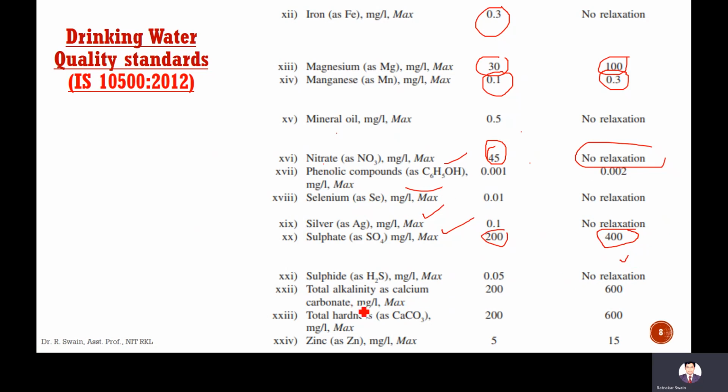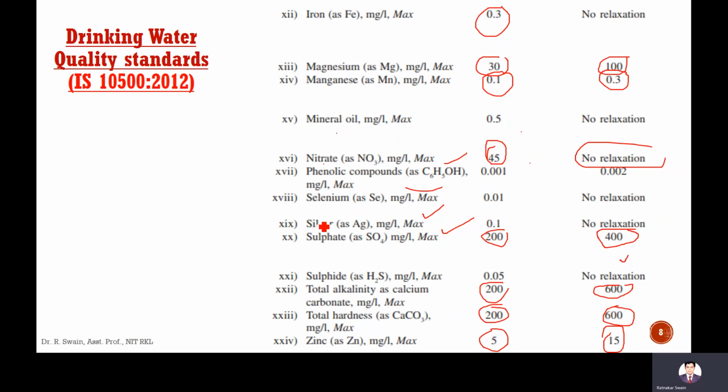Total alkalinity as calcium carbonate 200, maximum 600 can be permissible. Total hardness as CaCO3 is 200 and 600 is the maximum permissible. Zinc, the value should be 5 and it can be extended up to 15 if there is no other option. Okay, so 15 is the permissible limit for zinc. So all these things, these heavy metals and chemicals, you should know the permissible and acceptable limits. Okay, because they are so important.